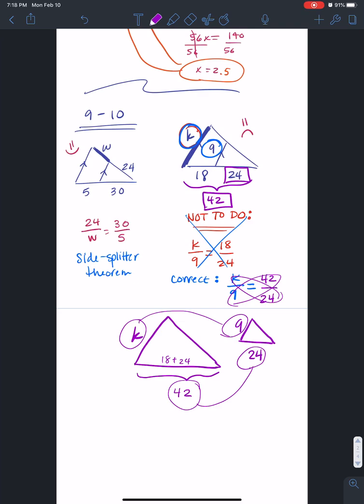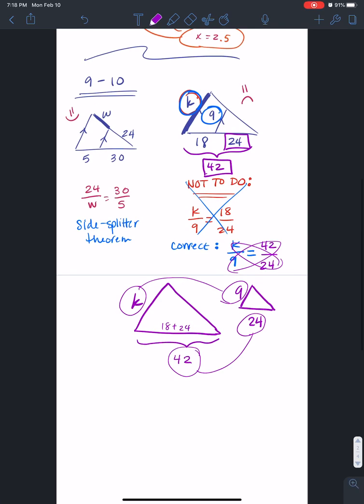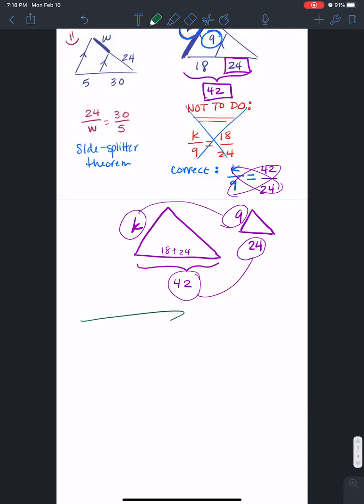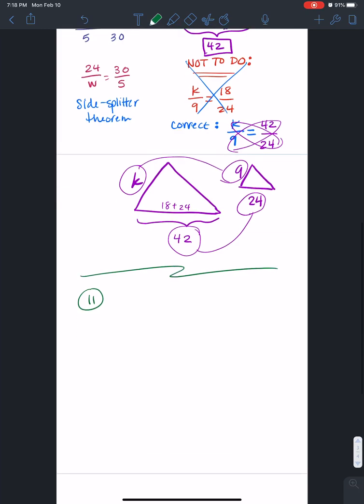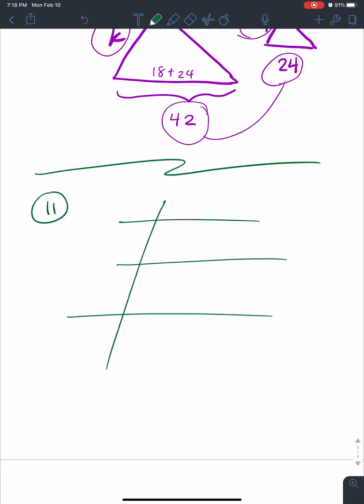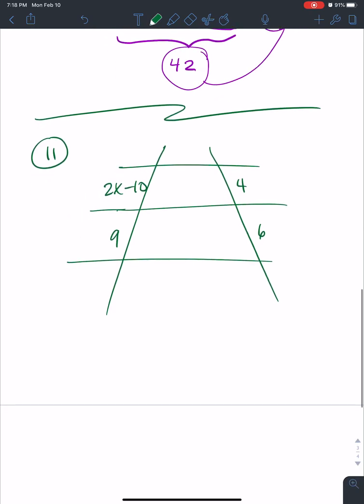So let me just do 11, because that's not a hard one. Okay, guys, this is really simple. A lot of people got confused because it looks scary. It's not. 4, 6, 2x minus 10, and 9. Again, these are not equal. This does not equal that. We are doing our favorite proportions. All about proportions.